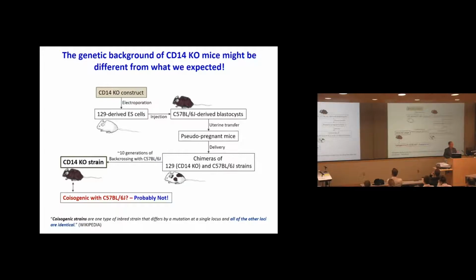After 10 generations of backcrossing, there will be the CD14 knockout strain. They claim that this CD14 knockout is co-isogenic with C57, therefore we can use them as a control. But we decided maybe not, because we already showed that they differ at more than one locus. So we decided to look at the genes surrounding this CD14 locus to see whether glucocorticoid receptor is right next to each other so that they move together during the crossing over event.